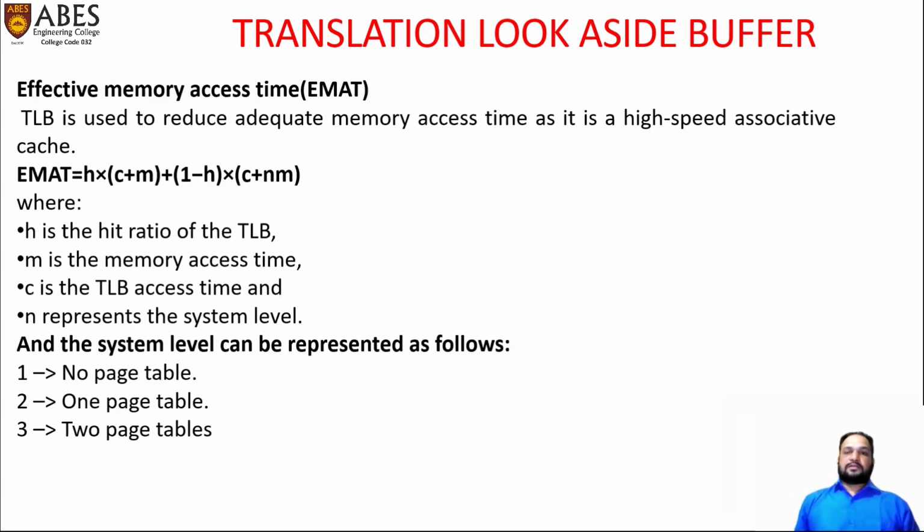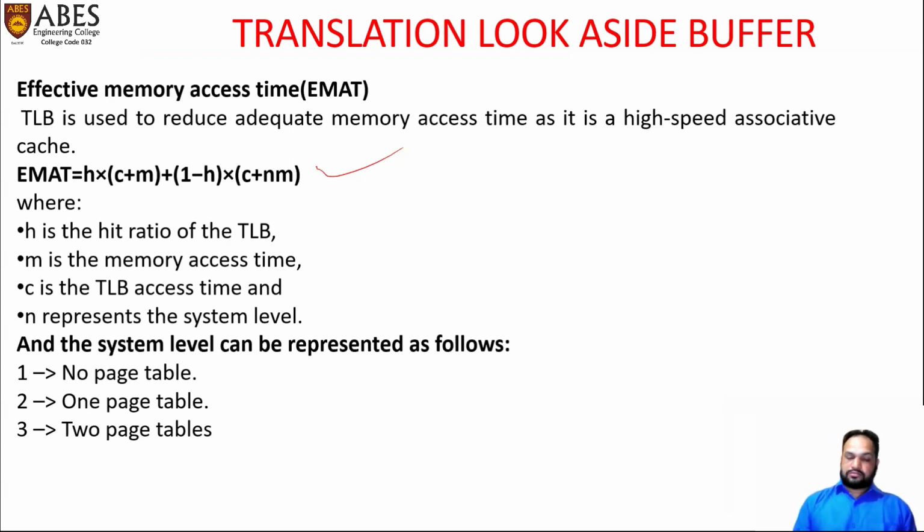Now, the important thing, from the university point of view and most competitive exams' point of view, is that the TLB is a very important topic, and this formula is also very important for calculating the effective memory access time, that is, how much time it requires to fetch the data. So the TLB is used to reduce the effective memory access time, as it is a high-speed associative cache memory.